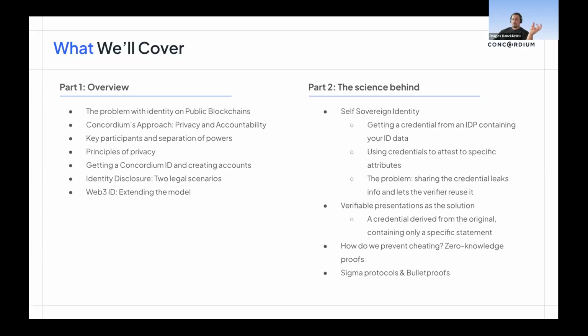And then part 2 will be about the science behind the identity layer. We'll talk about self-sovereign identity, verifiable presentations as the solution. How do we prevent cheating? With those will be where zero-knowledge proofs come into play. And at the end, Sigma protocols and bulletproofs.